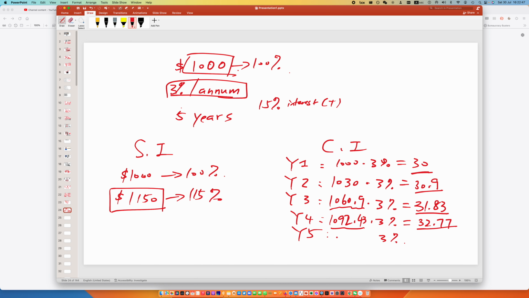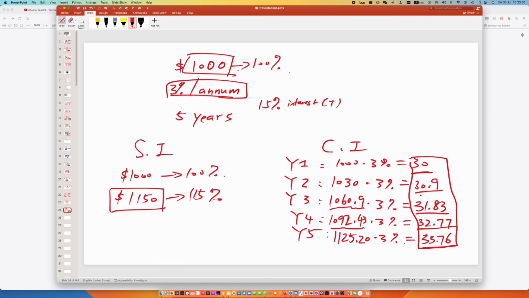1092. 1125 and 20 cents. Yes. Then times the 3% is equal to 33.76. Okay, good. So in a way, these are the interest for the 5 years.